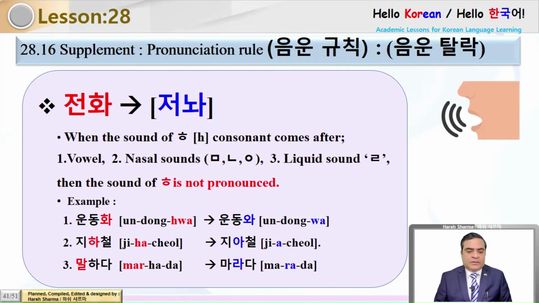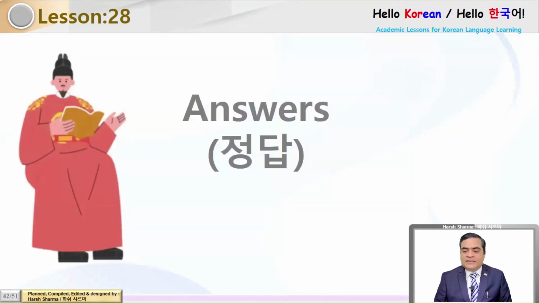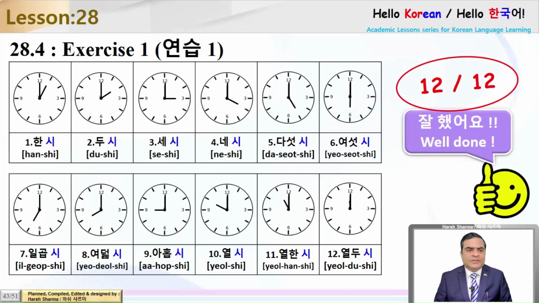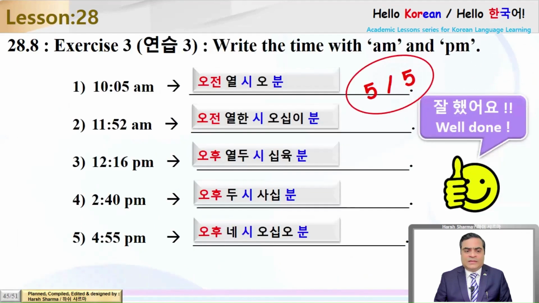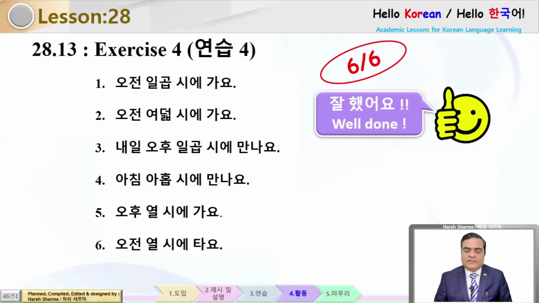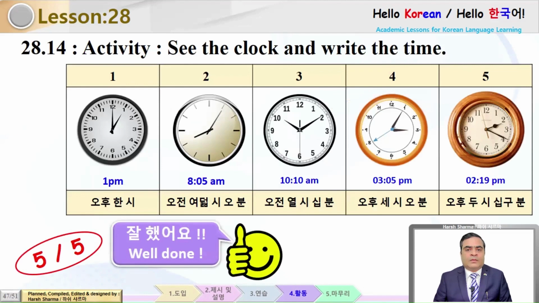So let's move to the next. These are the answers for all the exercise. Please match your answers here. I hope you have 12 out of 12 in exercise 1, 12 out of 12 in exercise 2, and then exercise 3. 5 questions are here. And last exercise is exercise 4. So if there is any error, please match the answers and then find out where was the mistake and write that answer 5 times again. And this is for the activity. Answers are here.